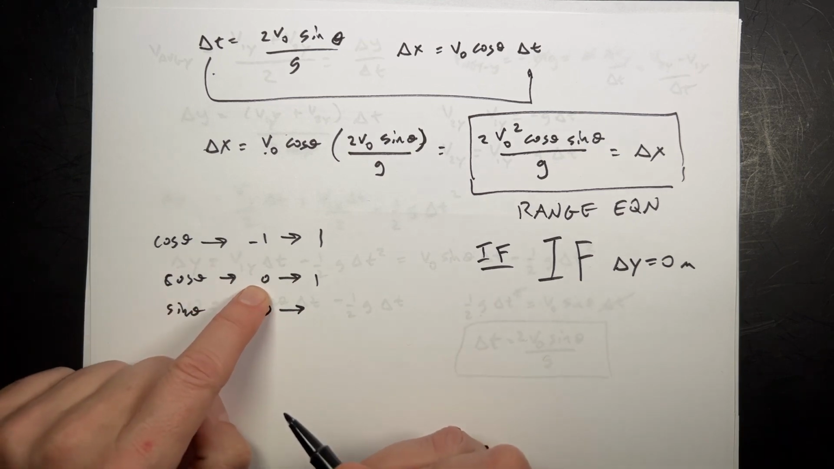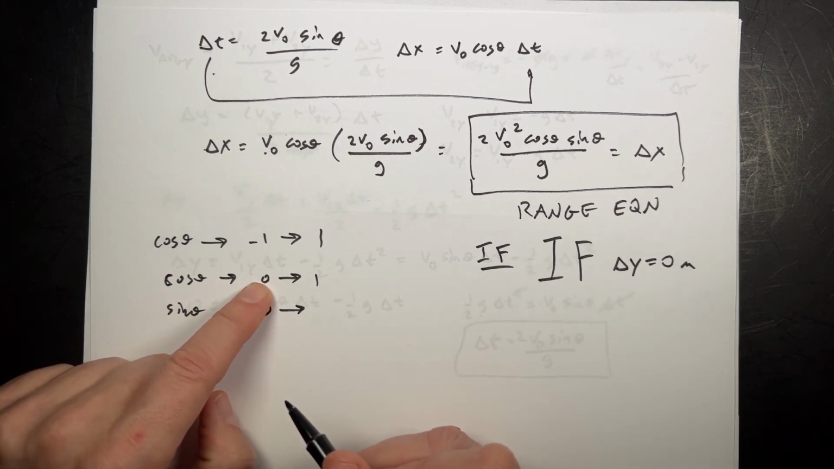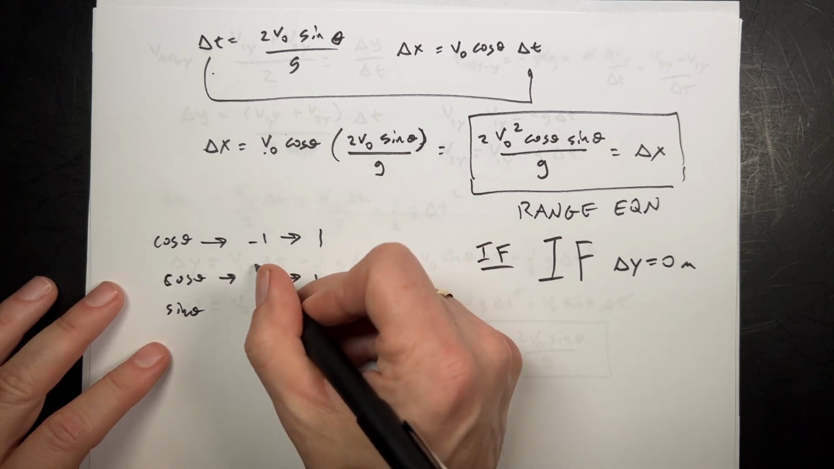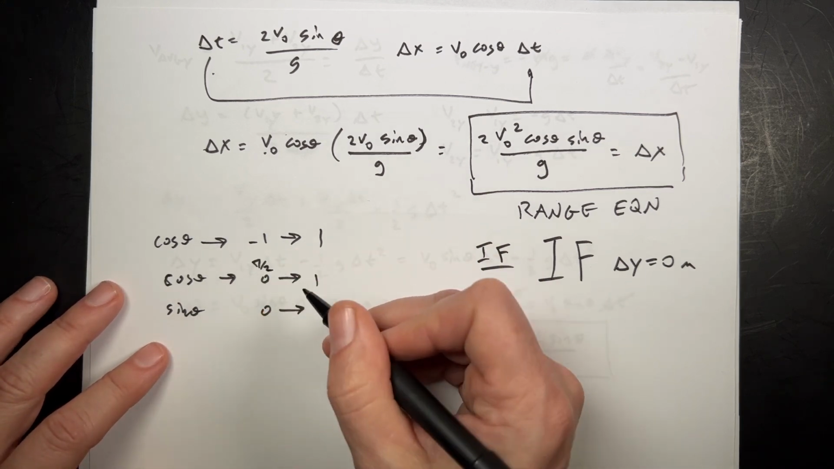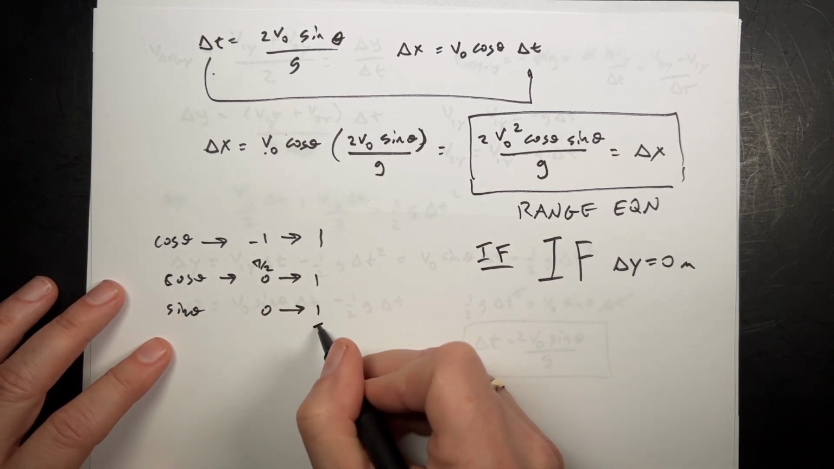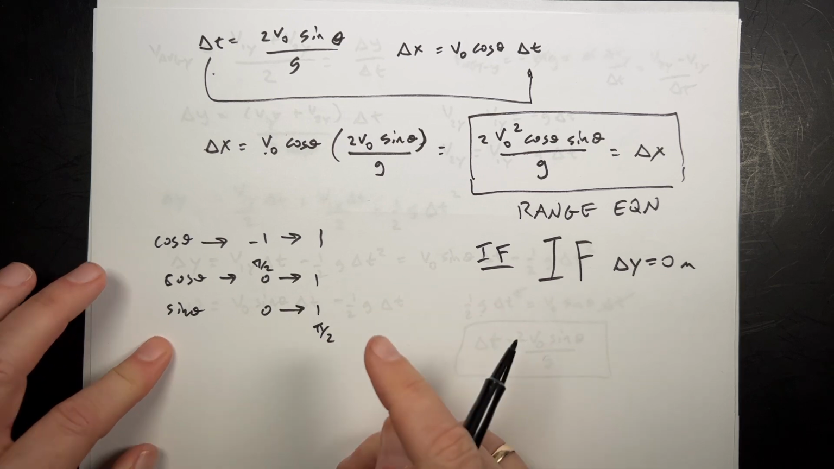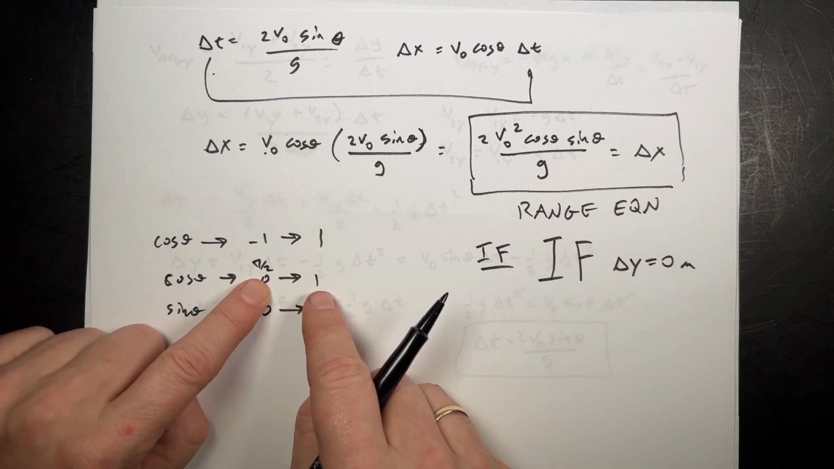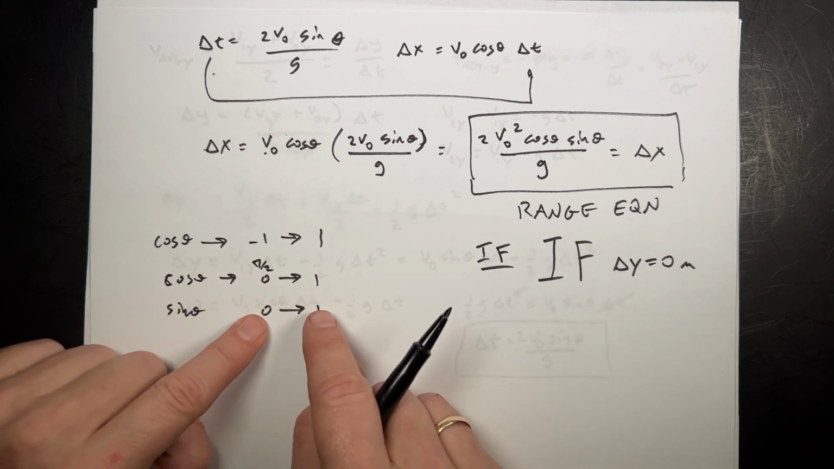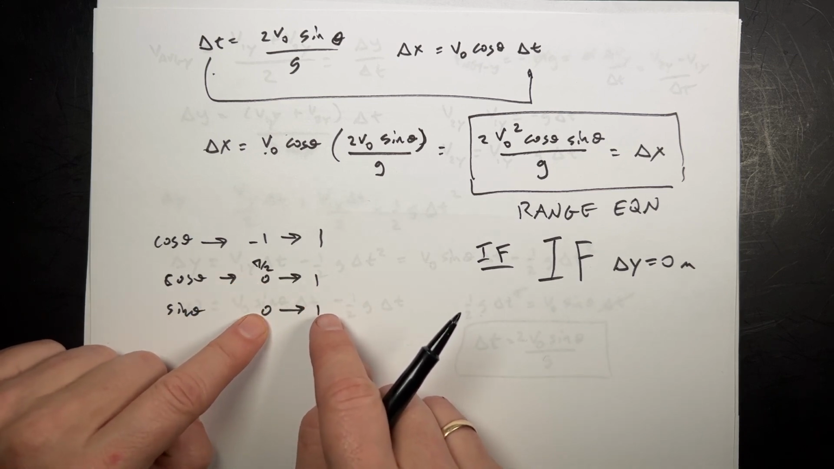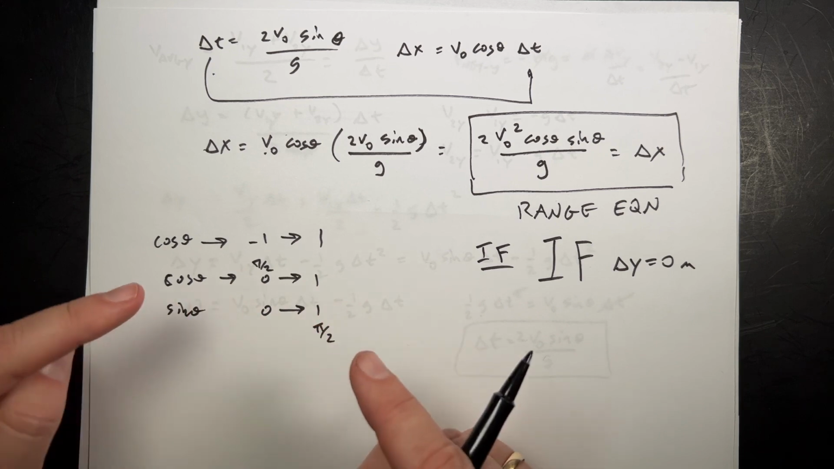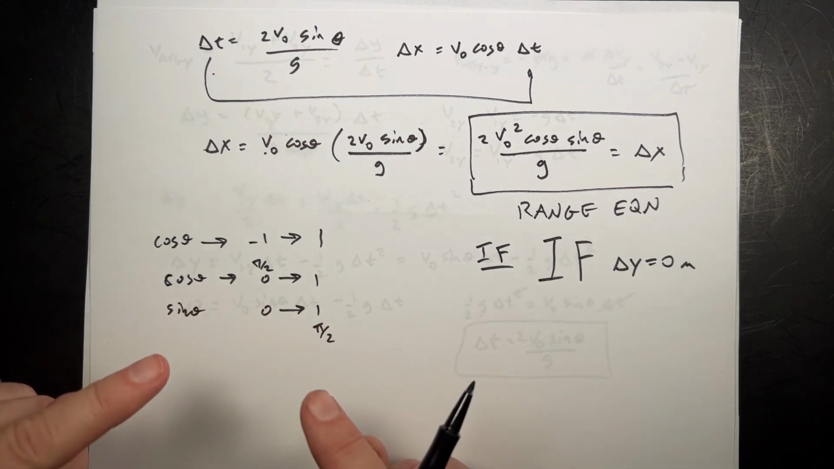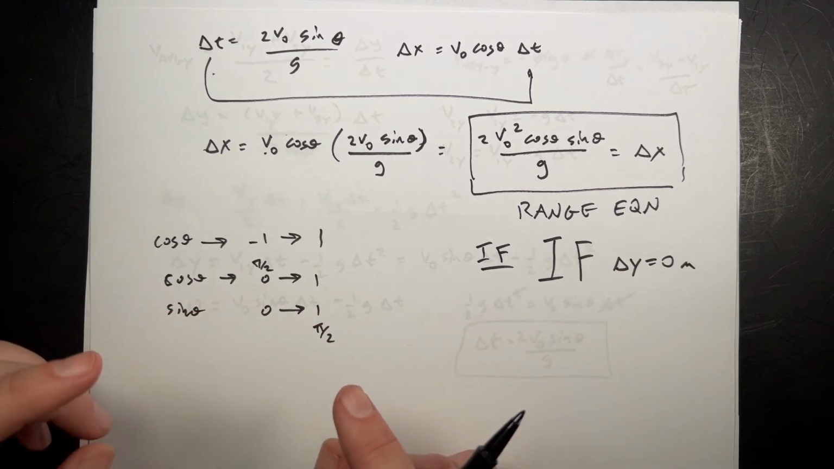So when is cosine theta 0? Well, that's true when it's pi over 2, 90 degrees. Sine is 1 when it's pi over 2. So as you go from 0 to pi over 2, cosine goes from 1 to 0. As you go from 0 to pi over 2, sine goes from 0 to 1. So if you think, as these both change, there's one point right in the middle where they're both kind of the same.